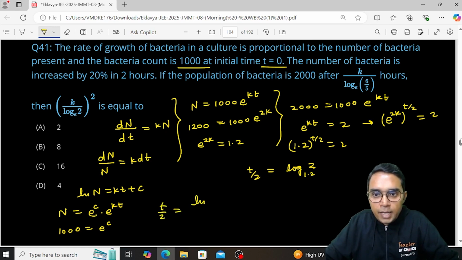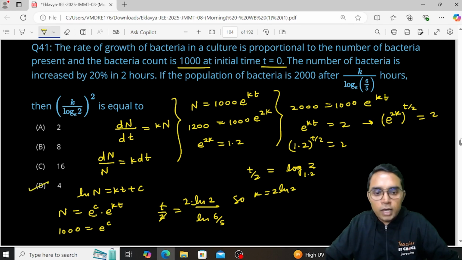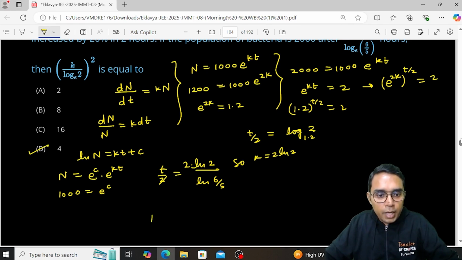So we can write it as ln 2 here and ln 1.2 here. That is actually 6 by 5. This 2 I can multiply here. So comparing these two, I think k is coming out to be 2 ln 2. So k upon ln 2 will be 2 and its square will be equal to 4. So the answer for this question will be D. Actually, k upon ln 2 whole square is what they are asking, so that will be 2 square, that is 4.